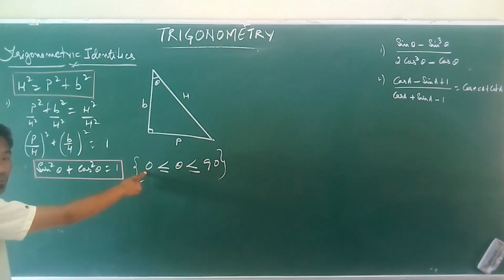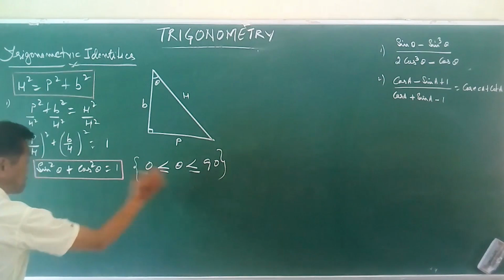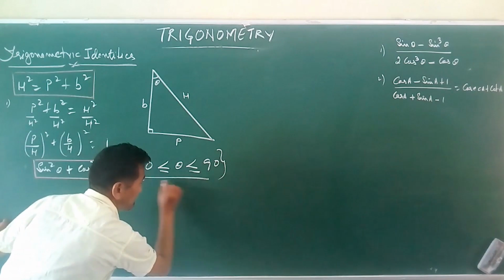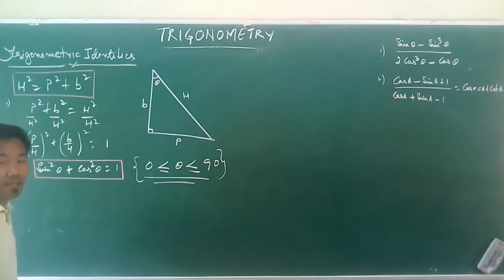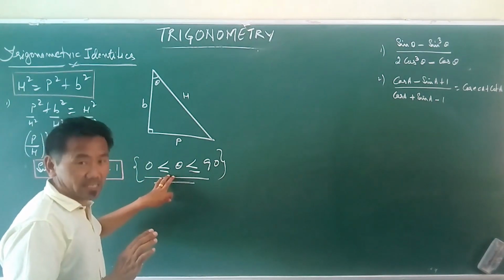Either it is 0 or 90 or in between. So this is the one condition: sine square theta plus cos square theta equal to 1 is our first identity. Remember this condition, this is important. Remember here, the condition, because we already discussed the degrees, isn't it?